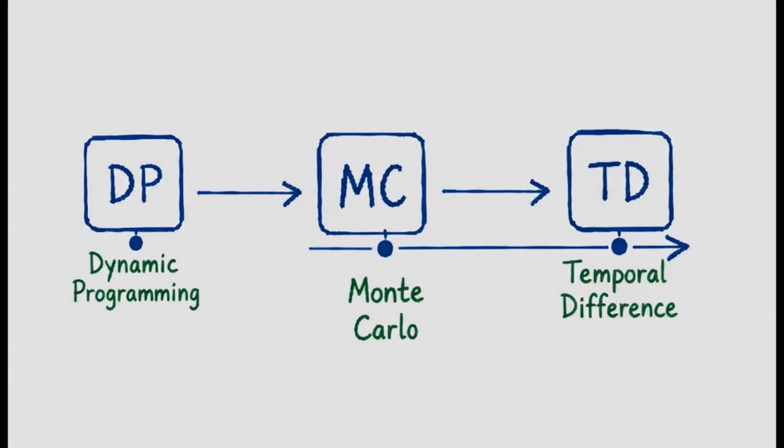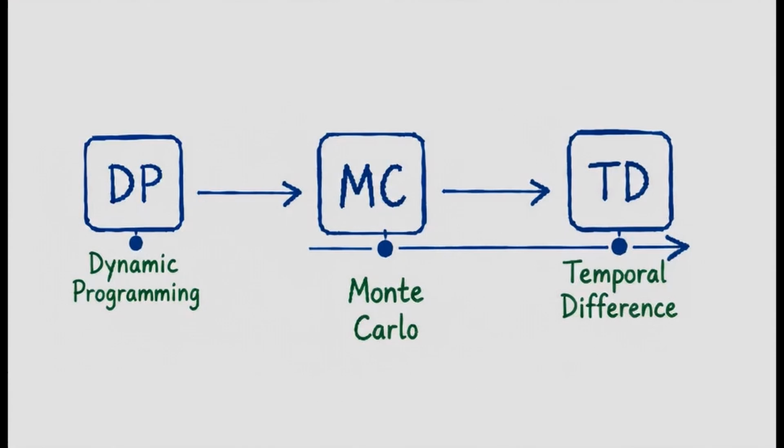Dynamic programming is the textbook approach. You know the full environment, every transition probability, every reward. You iterate, start with all values at 0, sweep through every state, applying the Bellman equation, updating values. Sweep again, and again. The values converge.